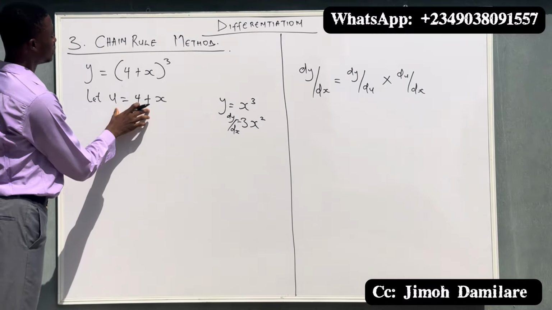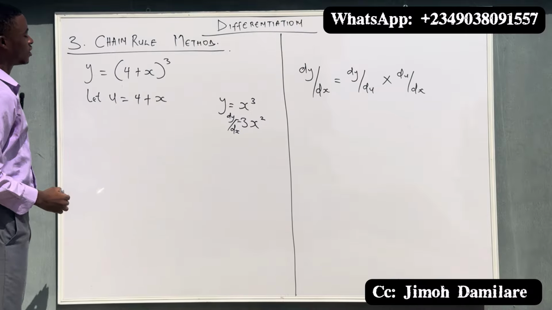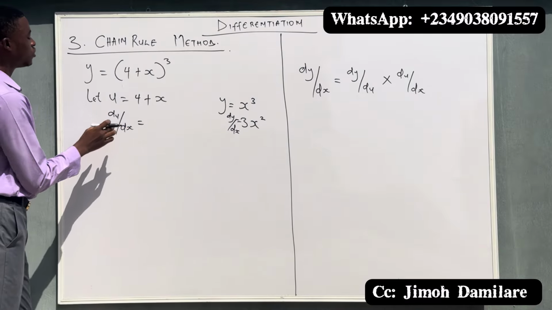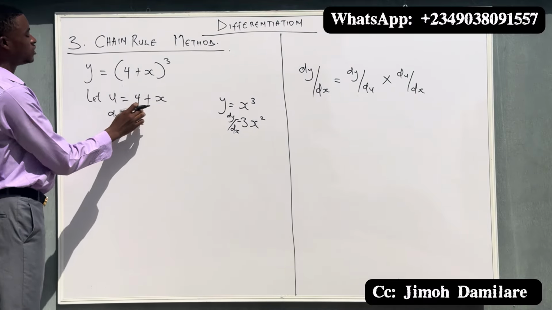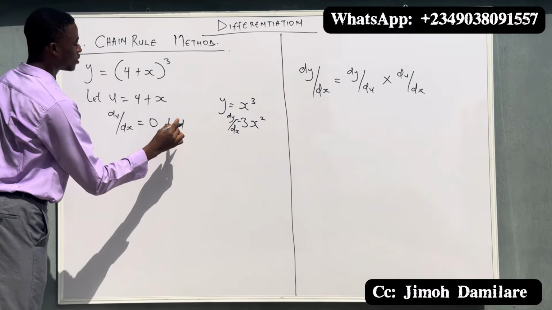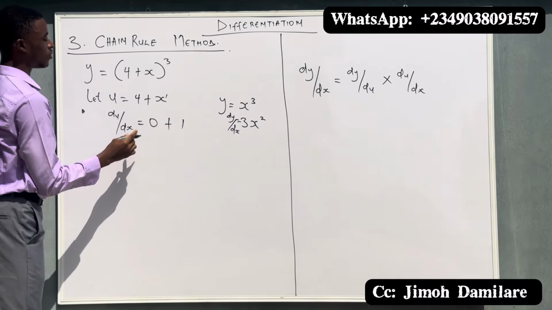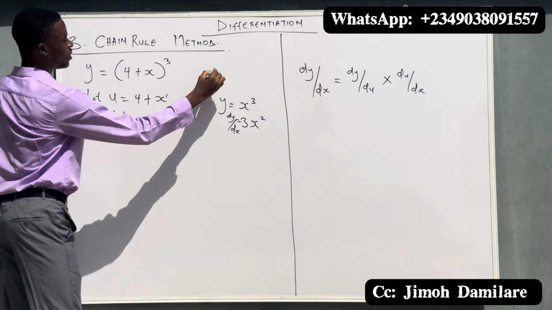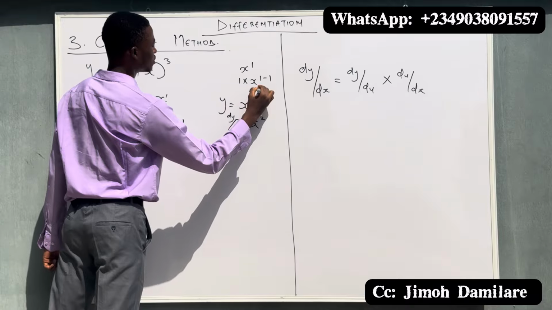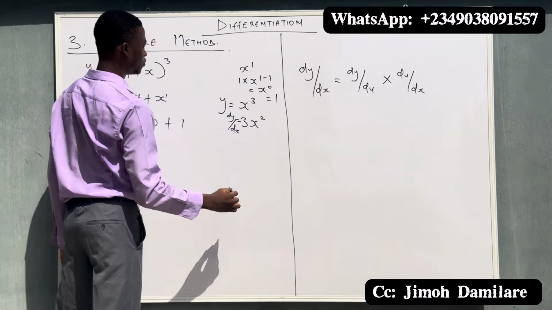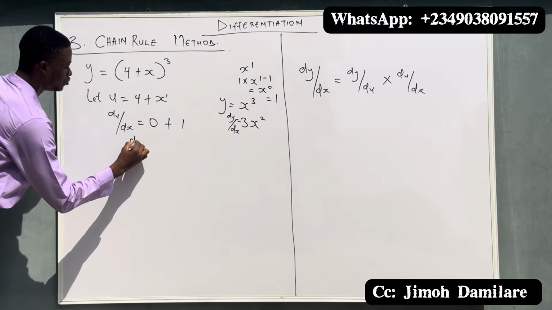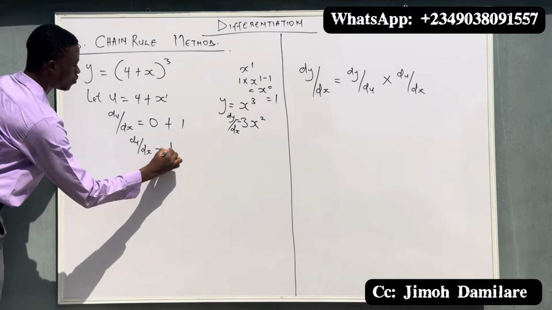Looking at this equation, we have u and we have x. So we can easily say du over dx will be equal to, we are going to differentiate u with respect to x. When you differentiate 4 as a constant, you get 0. And when you differentiate x, you get 1, because x is raised to power 1, so the 1 will come to the front and multiply. We have 1 multiplied by x raised to power 1 minus 1, which gives x raised to power 0, and anything raised to power 0 is 1. That is how we get 1. So we can now say our du over dx is equal to 1.